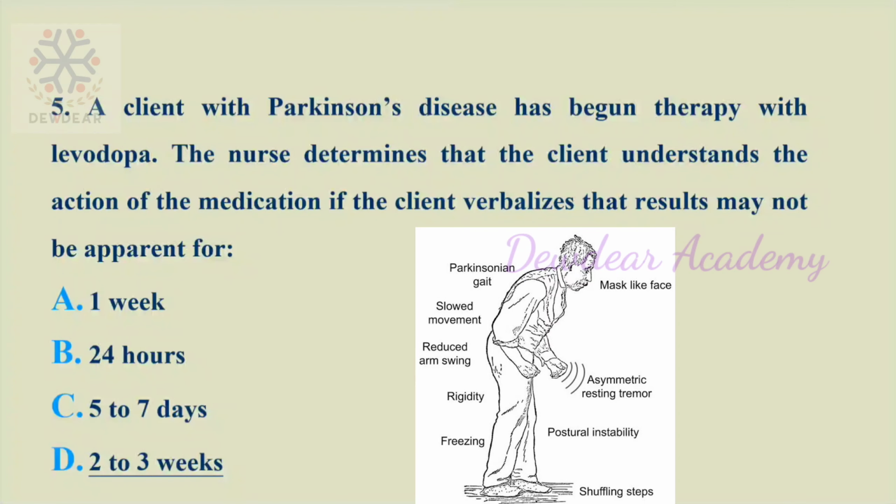Parkinson's disease is a degenerative illness which is caused by the depletion of dopamine, and the signs and symptoms of Parkinson's disease usually begin to resolve within 2 to 3 weeks after starting the therapy. So the client must understand this concept to help in their compliance with medication therapy.